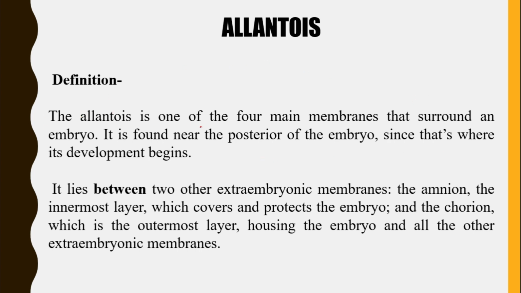Allantois is one of the four main membranes that surround an embryo. As I've told you, there are four membranes that surround the embryo: amnion, chorion, allantois, and umbilical vesicles. It is found near the posterior of the embryo, since that's where its development begins. And this allantois will be found only at the posterior of the embryo.